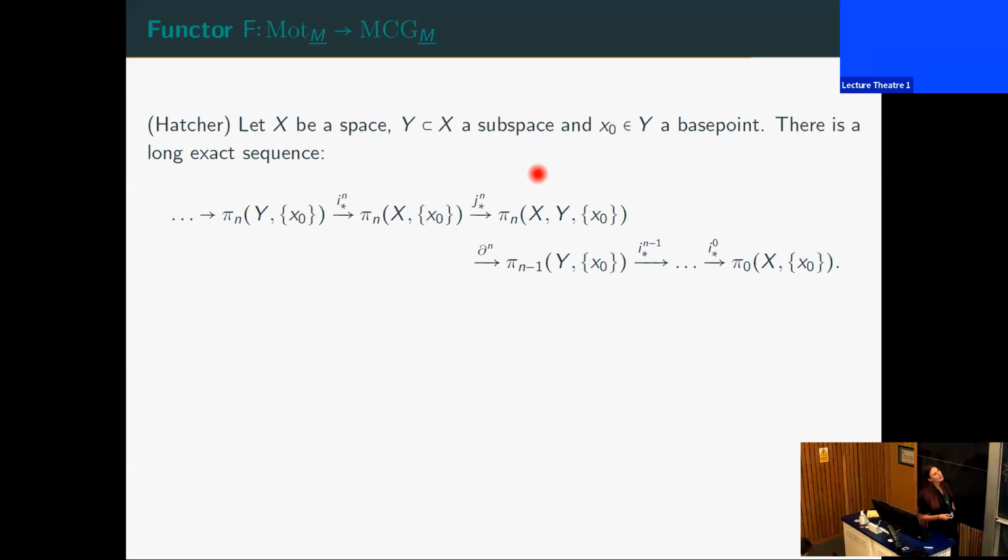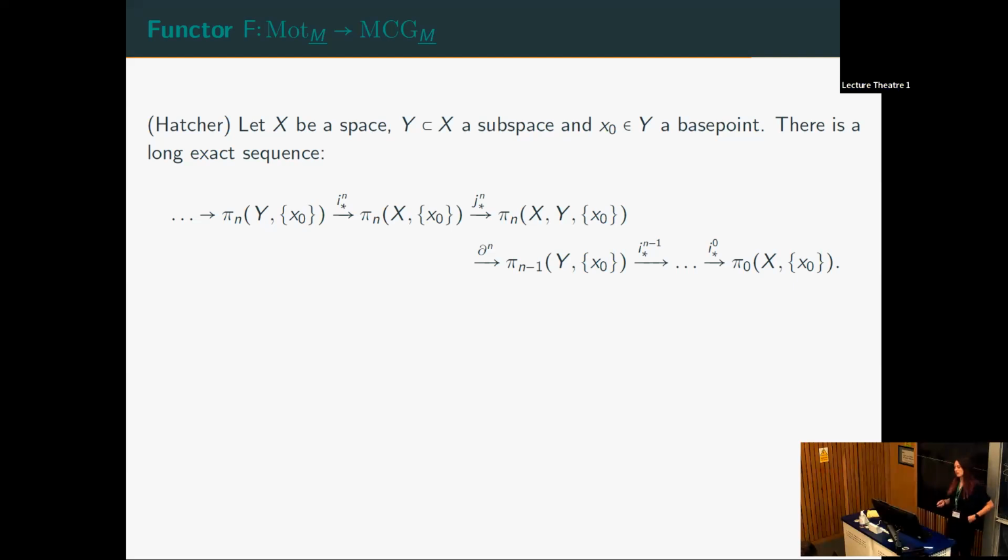To prove when our functor f is faithful, we have to do a bit more work. So to do this, we're going to make use of the long exact sequence of relative fundamental groups. So in general, for any space x and any subspace y, with x0 in y a base point, we have a long exact sequence where we go from the nth fundamental group of y, to the nth fundamental group of x, to the nth relative fundamental group of x and y, all the way down to 0.